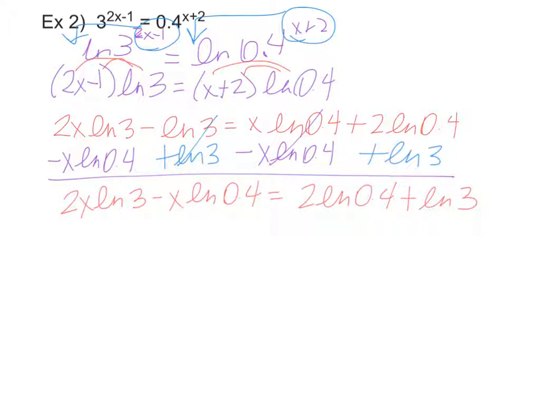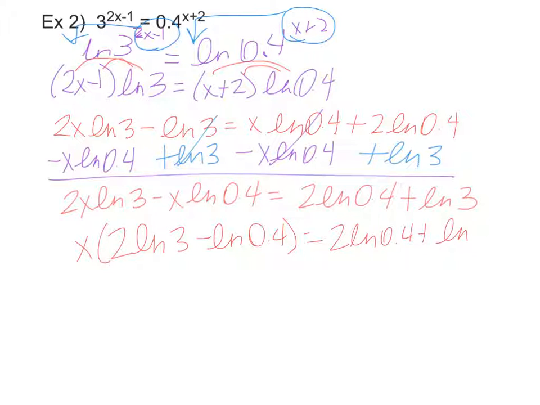That's your goal. The whole purpose of doing that is that now I can look at the terms on the left, see that there's an x in common with both of them, and factor that out. So if I factor an x out of the first term, I'm left with 2 natural log of 3. I factor an x out of the second term, and I'm left with a minus natural log of 0.4. Equals, and I haven't done anything to the right side, so we just rewrite that.